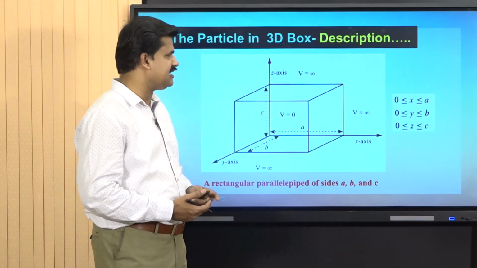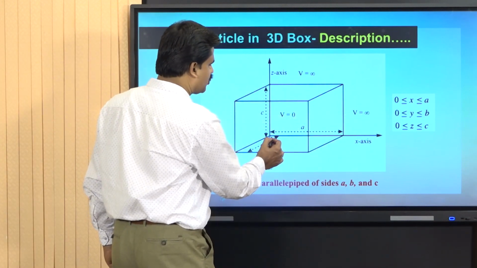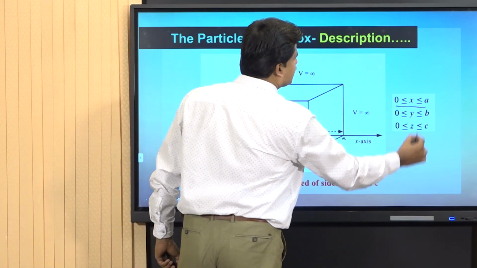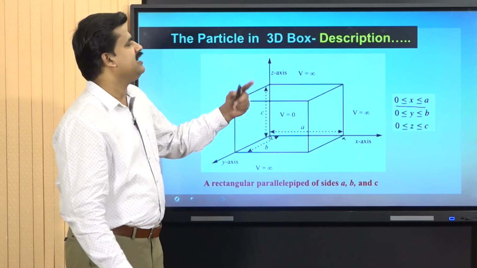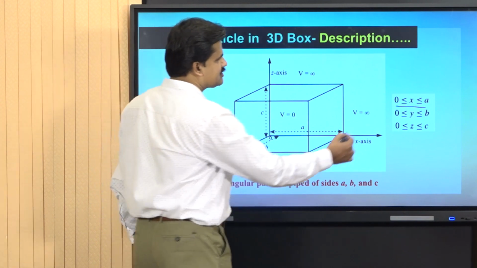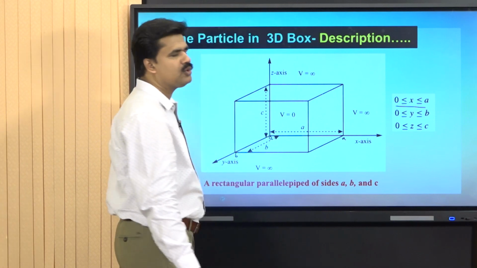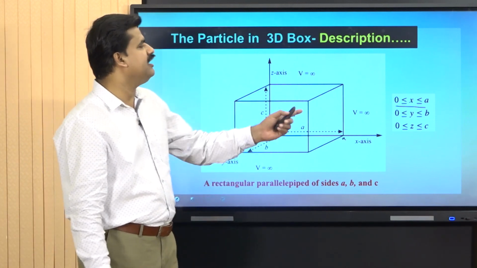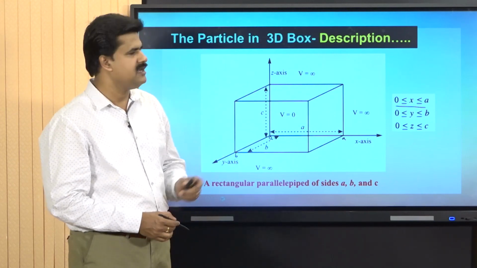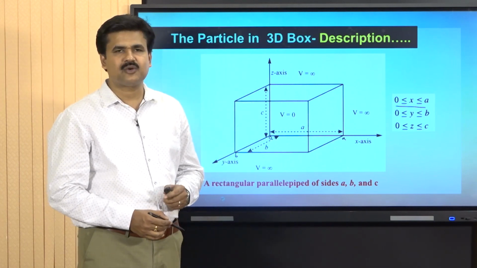From this it is clear that along the x direction, the distance is from 0, the origin, to A, that is 0 less than or equal to x less than or equal to A. Along the y direction, the distance is from 0 to B, that is 0 less than or equal to y less than or equal to B. And finally, along the z direction, the edge length is taken as C, that is 0 less than or equal to z less than or equal to C.